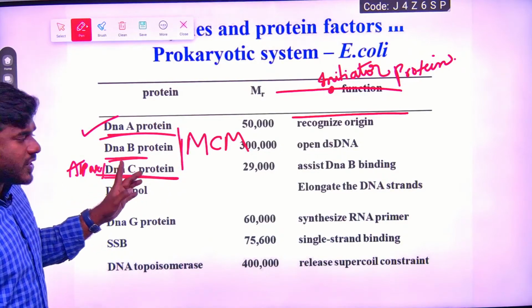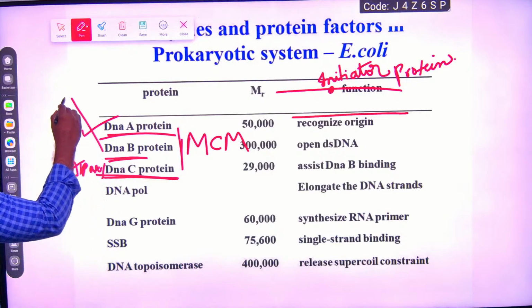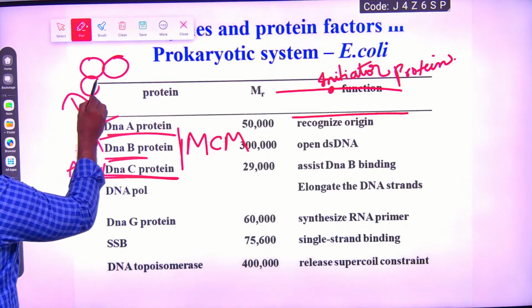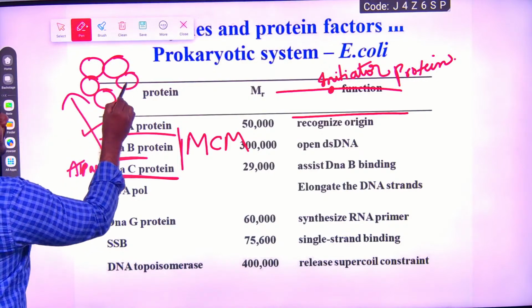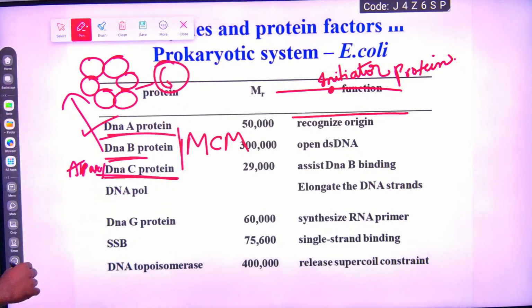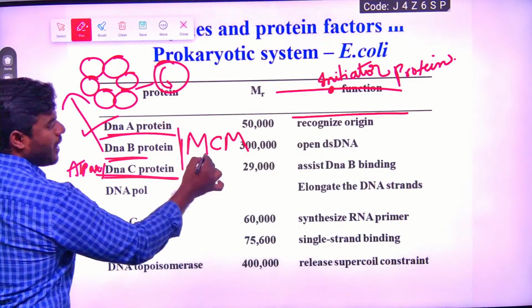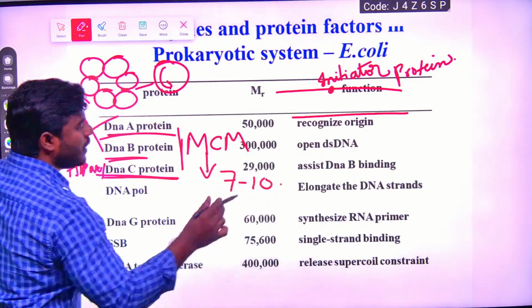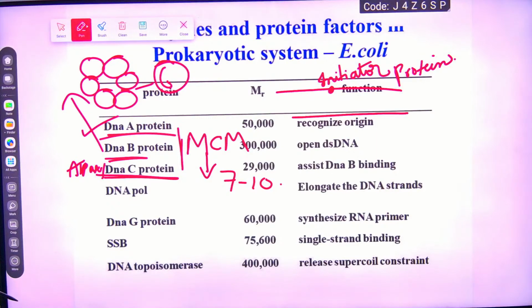No point of confusing. Now the DnaB in prokaryotes, all of you remember, we call it hexameric helicase. How many units are there? Only 6 units are there. The MCM in eukaryotes, that is only important for the exam, has 7 to 10 subunits. No point of confusing at all.